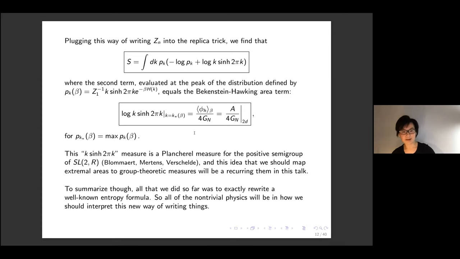But to summarize, all that I actually did so far was to exactly rewrite some well-known entropy results by juggling around some manipulations in a kind of arbitrary way. So the physics content will be in how we should interpret this new way of writing things. And in order to explain that, let me now move on to the second step where I'll write down a compact gauge theory situation that will give us an entropy formula that looks very similar on the one hand, but we'll also know the exact density matrix that gives rise to it on the other hand.